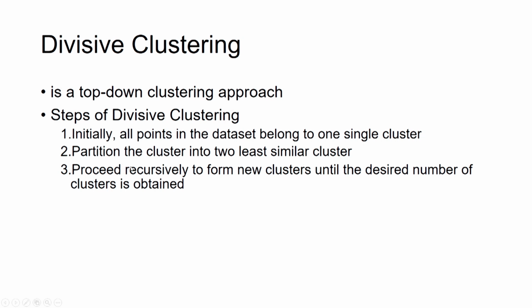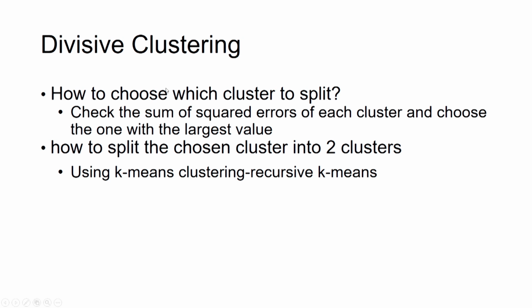So, definitely we will need to partition into clusters in such a way that all the points in the same cluster are similar to each other, and all the points that are in different clusters must be very dissimilar to each other. So, we will proceed recursively to form new clusters until the desired number of clusters are obtained. So, this is the divisive clustering.